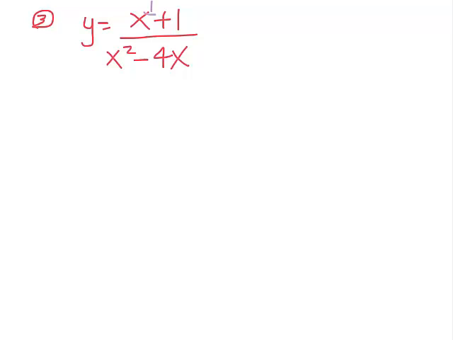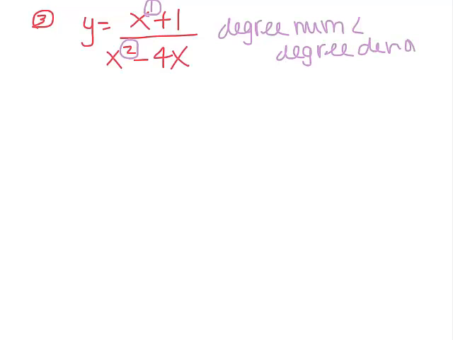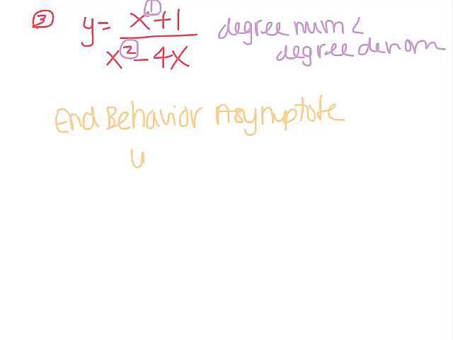Okay, last example. y equals x plus 1 divided by x squared minus 4x. When you compare the highest degrees at the top and the bottom, notice the top has degree 1, the bottom has degree 2. So your degree in the numerator is less than your degree in the denominator. You don't really have to do any work for this one because the rule tells you that whenever this happens, the end behavior asymptote is going to be y equals 0.